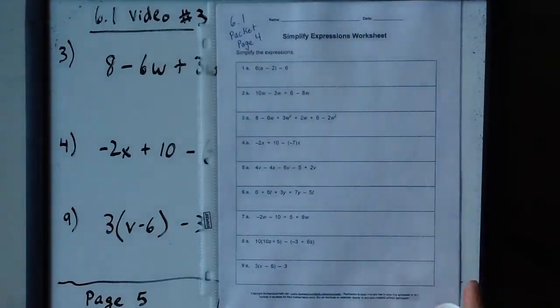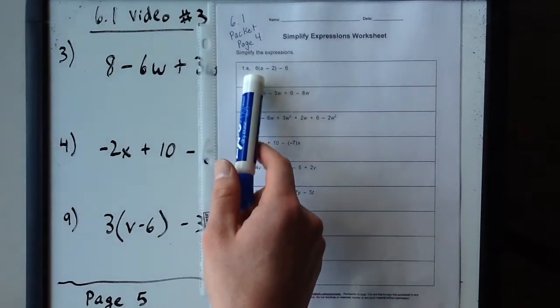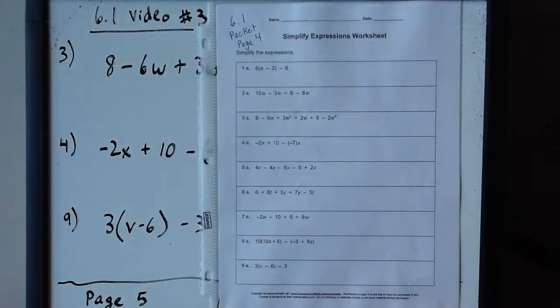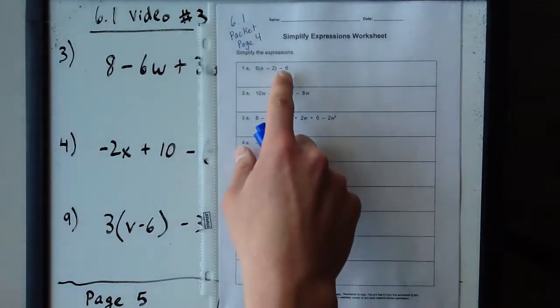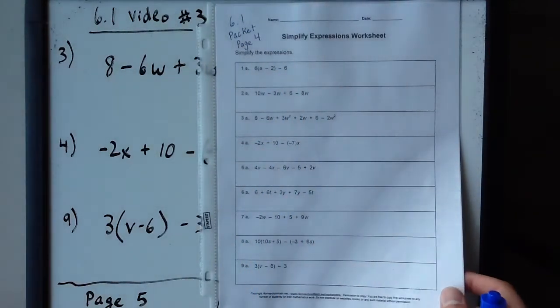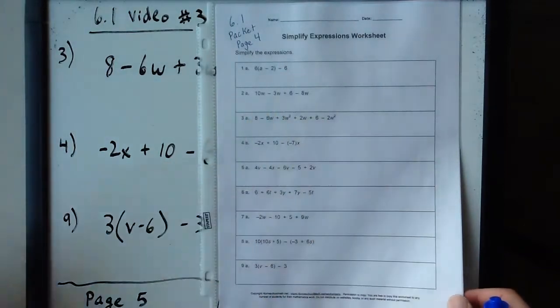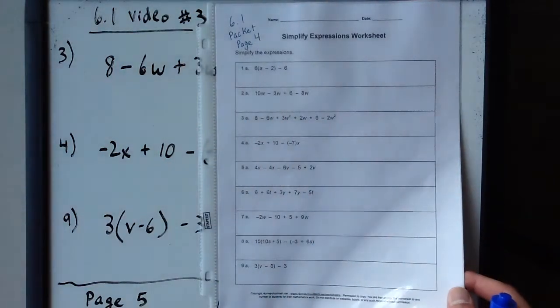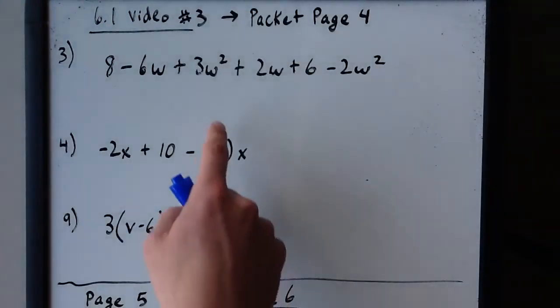For numbers 1 and 2, number 1, you need to distribute that 6 to the a and the negative 2, but not to the negative 6. You won't do anything with that negative 6 until after you distribute. Number 2, combine like terms, add up all your w terms. Number 3, I'll do on the board.